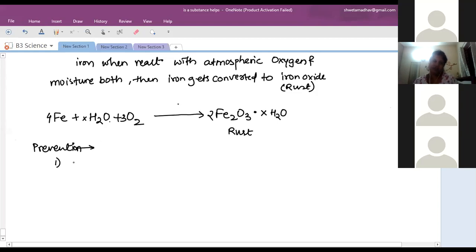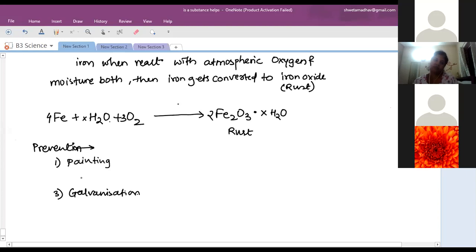Galvanization. Okay. Painting. Third will come galvanization. Simple ways are painting, and applying oil helps. Second one is greasing. Painting and greasing are the most common ways used. The articles are painted, so due to the paint, oxygen or oil contact, water contact will not be there, so it will prevent the rust.